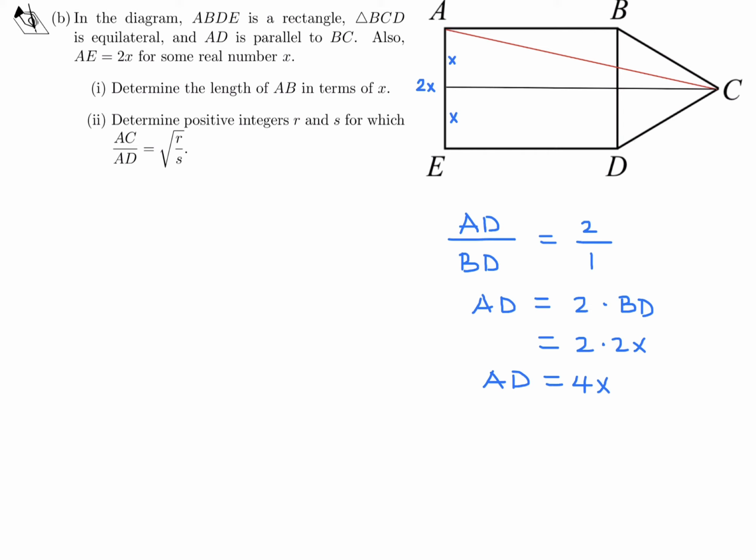And then I want to figure out AC, right? So that's the red line. I think I can use Pythagoras or maybe another 30, 60, 90 situation. Well, let's see. Well, from the previous part of the question, we had figured out AB. It was 2 root 3x. So this from here to here would also be 2 root 3x. Like that. And then now I just have to figure out this part, and I'll be able to use those sides to figure out AC.